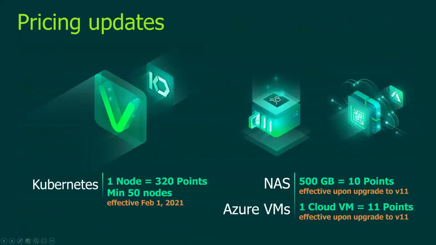There are a few pricing updates to know about. Custom Kubernetes backup is now available in the VCSP price book. It will be 1 node for 320 points. Currently, there is a 50 node minimum on all deals.